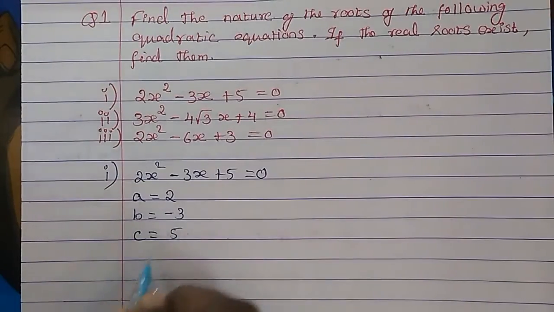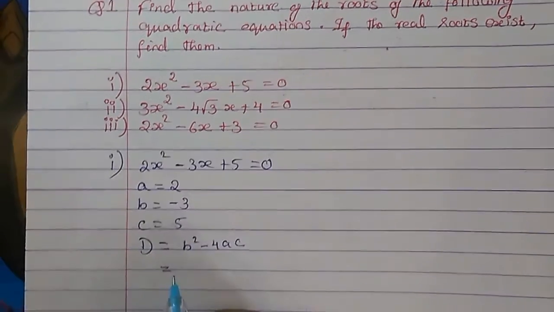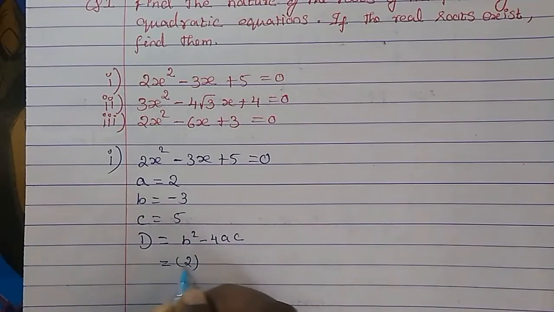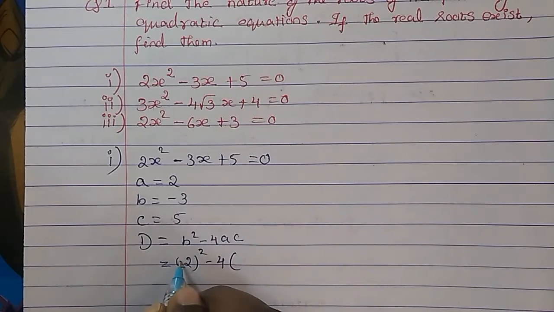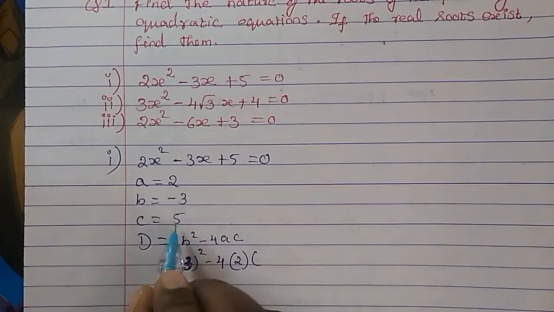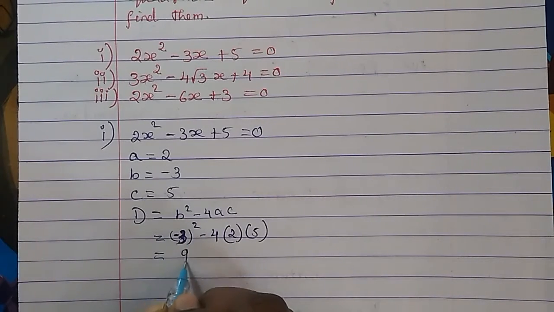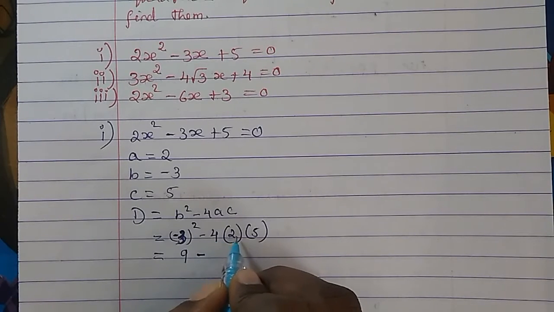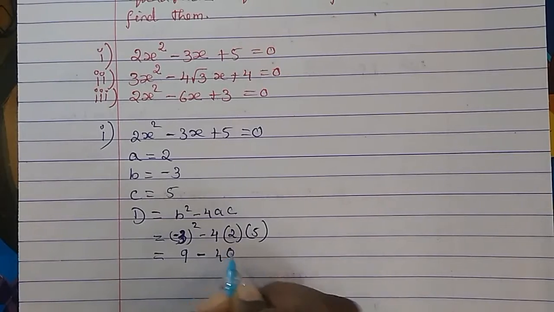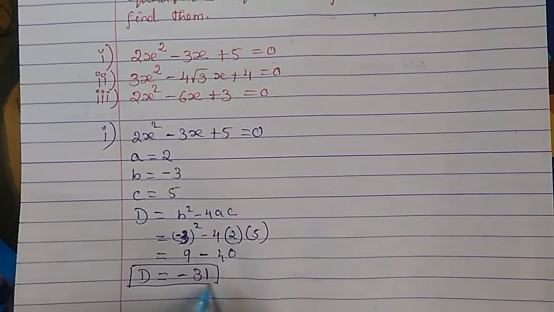So let's find the value of D. D is b square minus 4ac. So b square means minus 3 square, minus 4, a is 2, c is 5. So 3 square is 9, minus into minus becomes plus, minus 4 twos are 8, 8 fives are 40. So we get minus 31. So D value is minus 31.